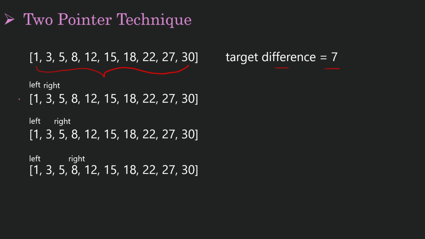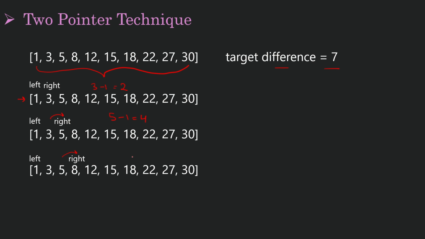Start. Left at index 0, value 1. Right at index 1, value 3. Difference equals 3 minus 1 equals 2. Too small. Move right to index 2. Step 1. Left at index 0, value 1. Right at index 2, value 5. Difference equals 5 minus 1 equals 4. Too small. Move right to index 3.